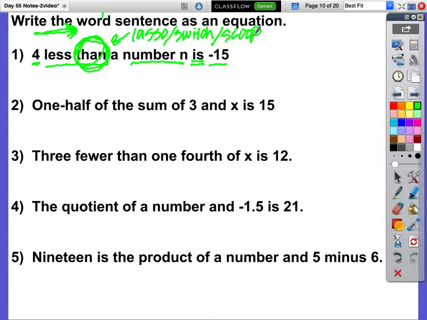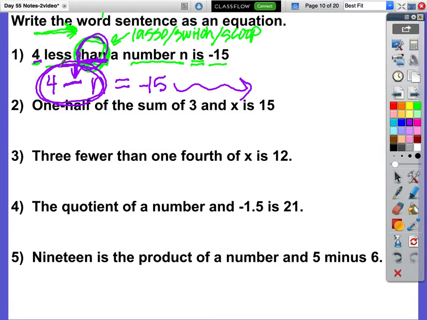So let's just start going with this. 4 less than a number n. I'm going to write this in left to right order, and then at the very end I'm going to go back and switch it. I'll show you another way. If you have a different way, you'll do it. So 4 less than a number n, so n, is means equals negative 15. Now, that means we're about to switch some things. So when I lasso it, I'm going to swap these two things, so it would actually be n minus 4 equals negative 15.